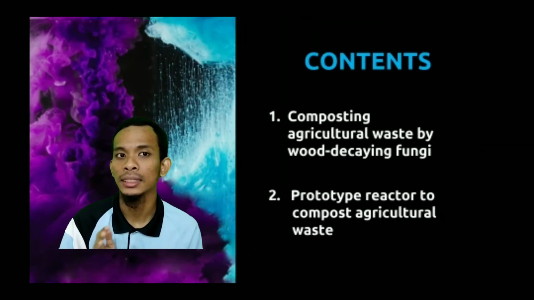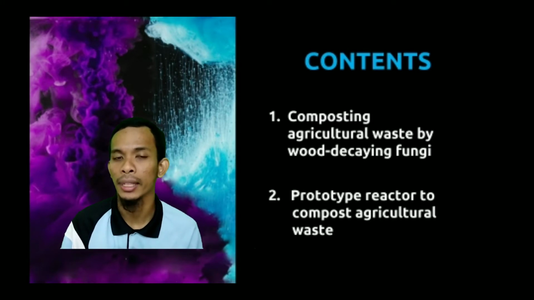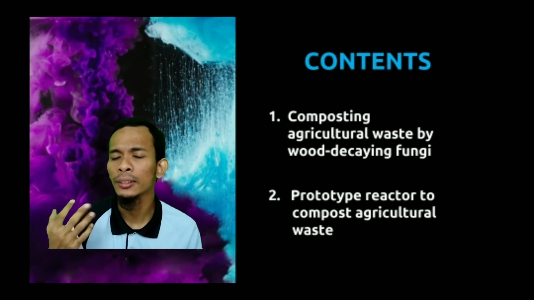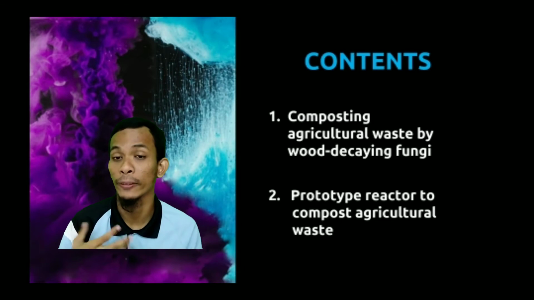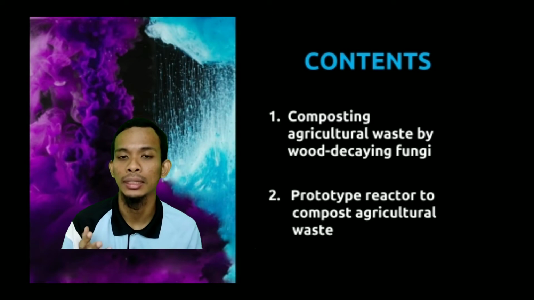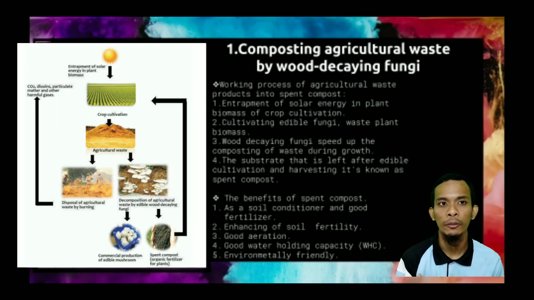So, after I searched for information on agriculture waste disposal, among the existing innovation projects that can be done in Malaysia is making the agriculture waste application as composting agriculture waste by wood decaying fungi, which changes pollution into organic fertilizer, and a prototype reactor to compost agriculture waste. So, firstly, we can look at the project of wood decaying fungi to compost agriculture waste.